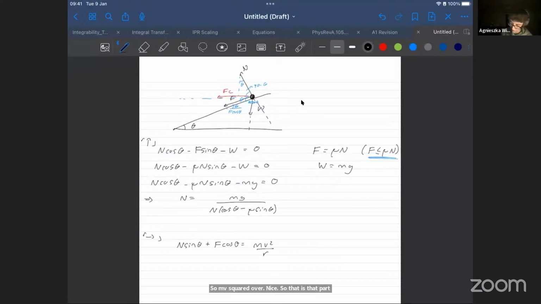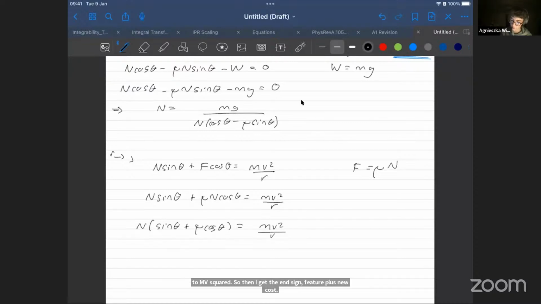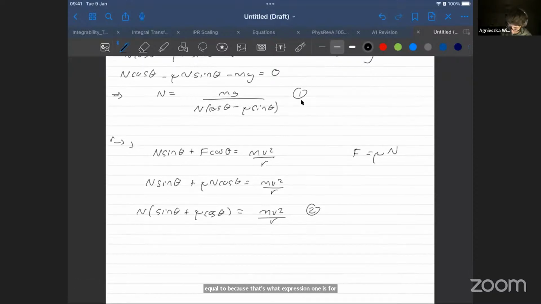Once again, I can just say that F is equal to mu N. So I get N sine theta plus mu N cos theta is equal to mv squared over r. So then I get that N (sine theta plus mu cos theta) is equal to mv squared over r. So this is equation 1, this is equation 2. I know what N is equal to, because that's what expression 1 is for. So let's simplify it quicker. Let's multiply by r and divide by N on both sides. So r over m (sine theta plus mu cos theta) is equal to v squared.